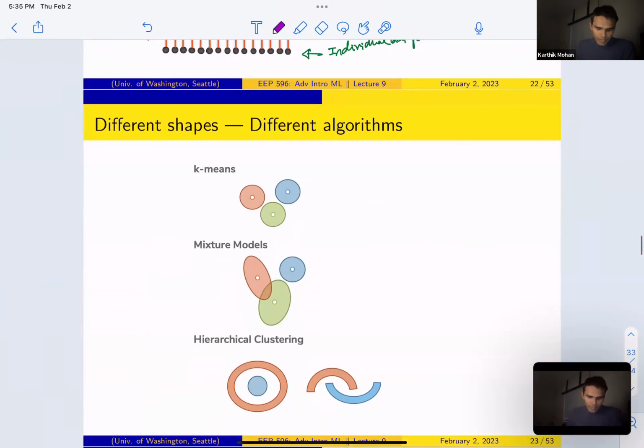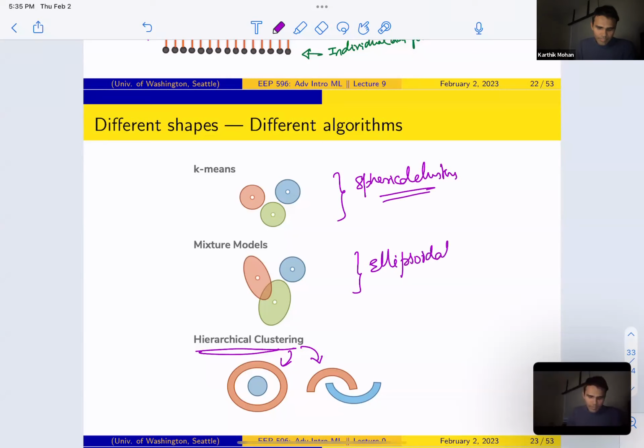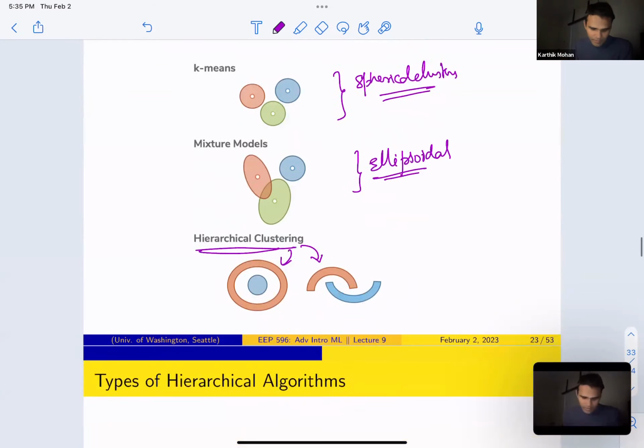So dendrograms are really helpful with hierarchical clustering for shapes like this, right? We saw k-means clustering is spherical in nature. There is something called mixture models that are not necessarily spherical, but they're still ellipsoidal in nature. So still having this kind of a congruent shape, but then hierarchical clustering can take care of arbitrary and weird shapes like spiral clusters or donut clusters. So you can learn these clusters more easily with hierarchical clustering.